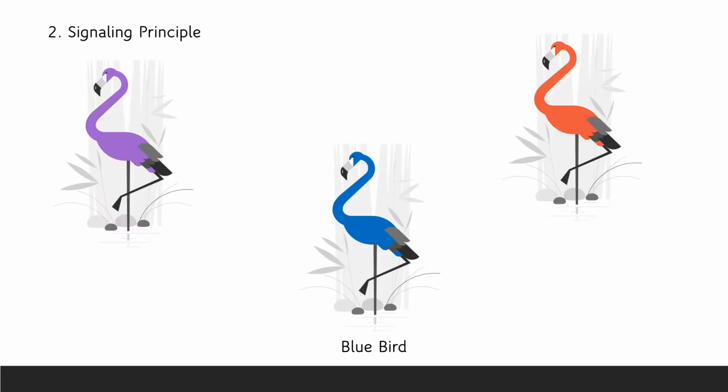The signaling principle is all about making it obvious to the learner what exactly they should be paying attention to. This could mean highlighting the most relevant text, using attention-getting animation, or using graphics that call out the important details, such as this arrow here that focuses the viewer in on the bluebird.